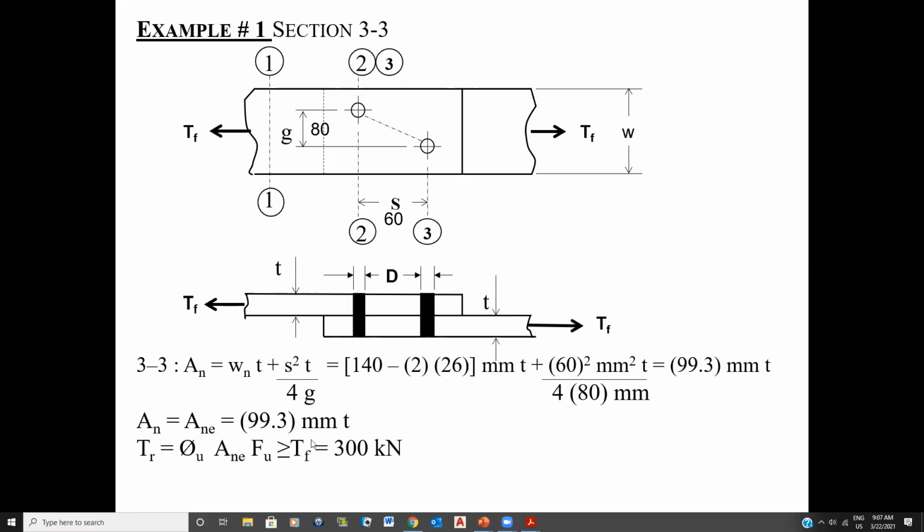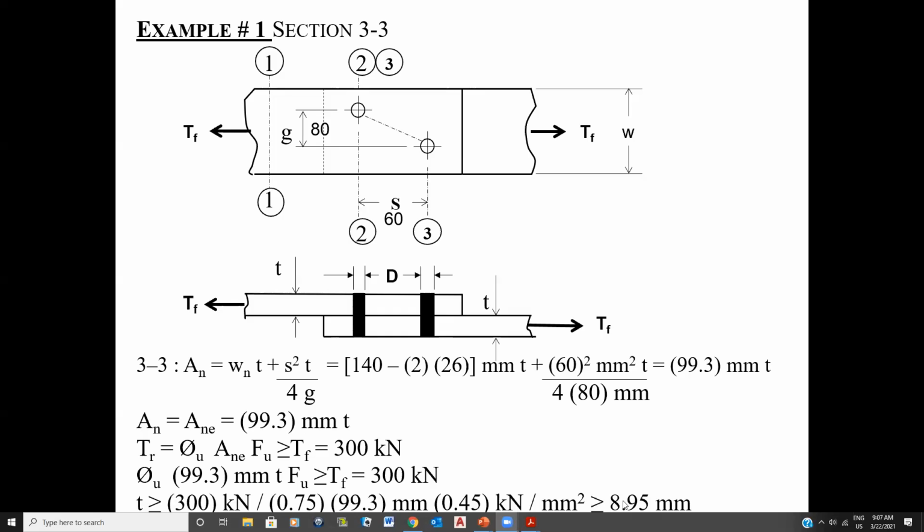Now I go and put everything into the equation, and remember, use FU. And I end up with 8.95. So far it seems that if this thing is going to fail, it's most likely going to fail this way, because this is the biggest thickness. Everything else was smaller so far, but I'm not sure yet.